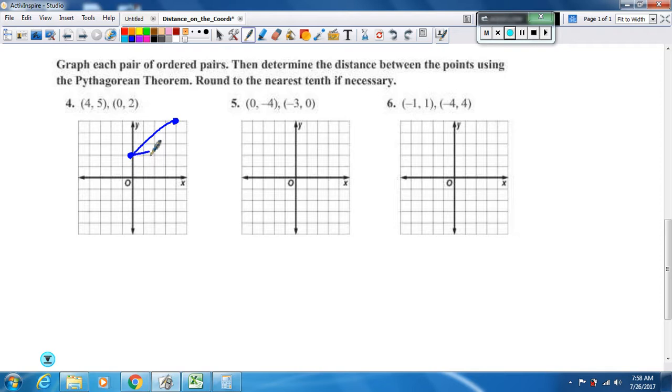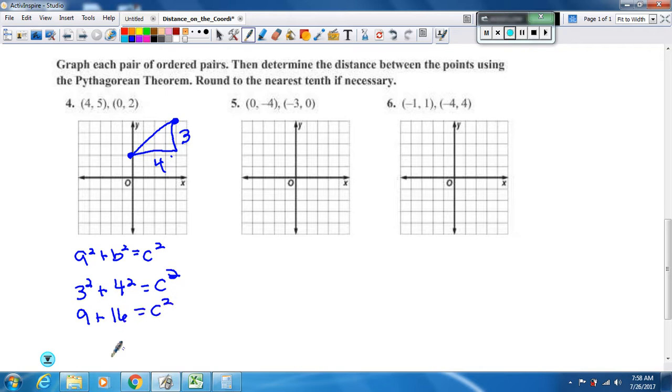Make a right triangle out of those. Okay, the triangle is 1, 2, 3 units high and 1, 2, 3, 4 units wide. So we've got a squared plus b squared equals c squared. A is the altitude, so 3 squared, B is the base, 4 squared, equals, we don't know the hypotenuse. Okay, 3 times 3 is 9, 4 times 4 is 16, equals c squared. 9 plus 16 is 25, and the square root of 25 is 5.